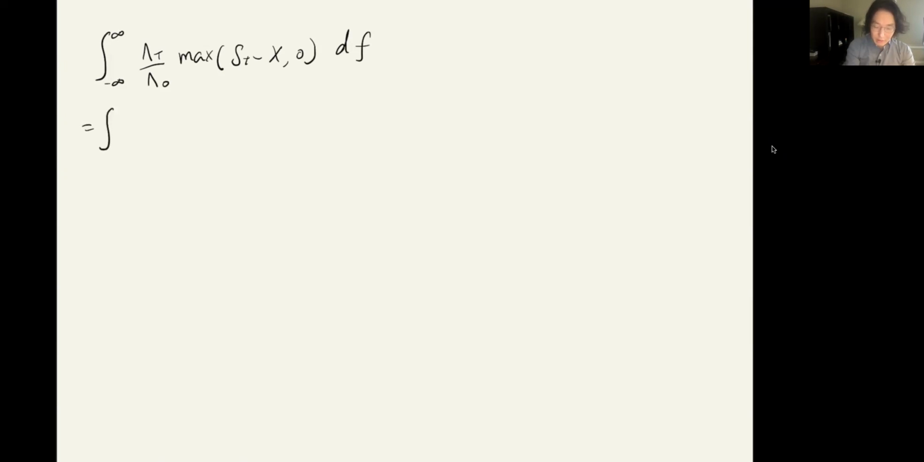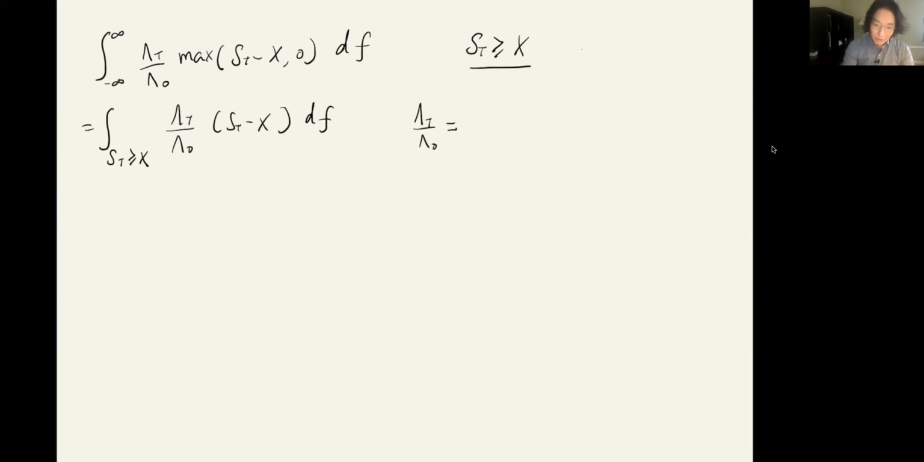But we will only consider the case where St is greater than x. Why? Because otherwise the integral is going to be 0. Now we know the distribution of this, right?